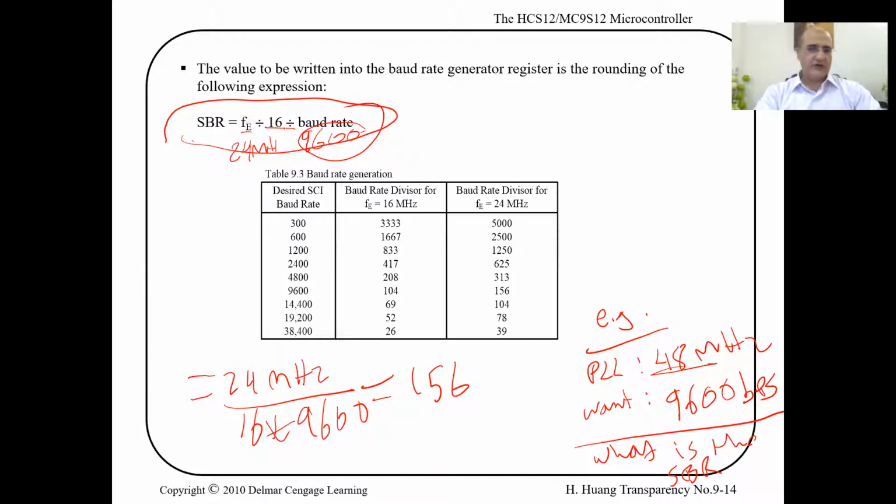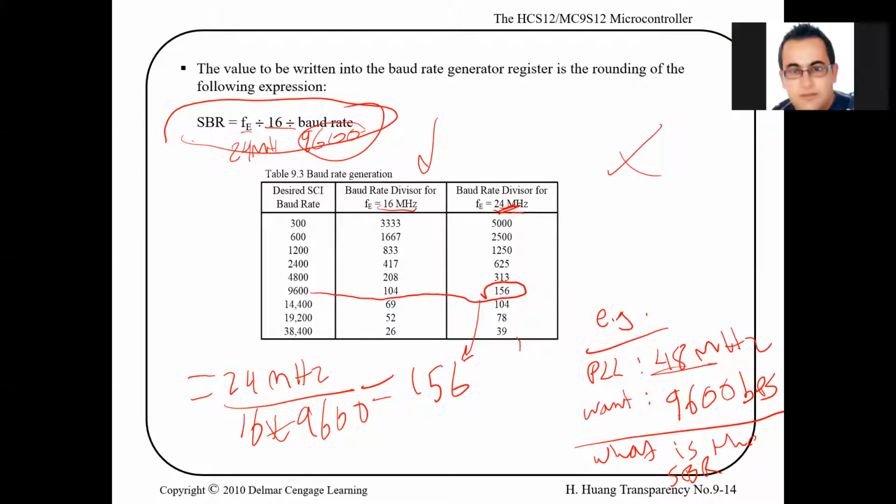If you're not good in math, you can use this table. But yani, this table is limited to the 16 megahertz E-clock or 24 megahertz E-clock. We just use the 24 megahertz E-clock at 9600. The number was 156. This is what we computed here. Clear, guys?